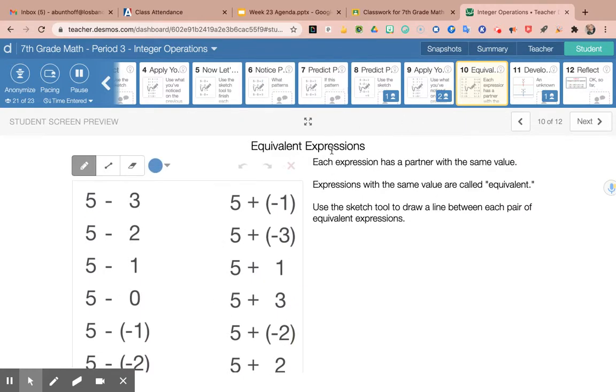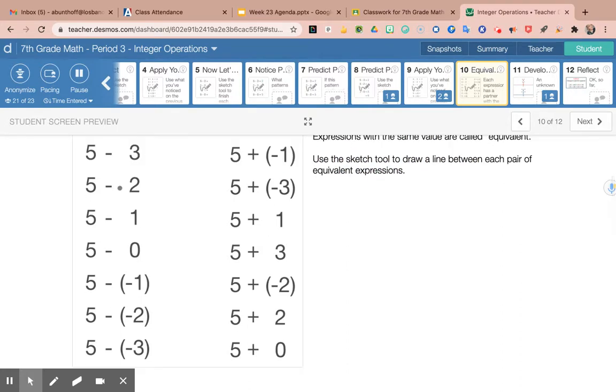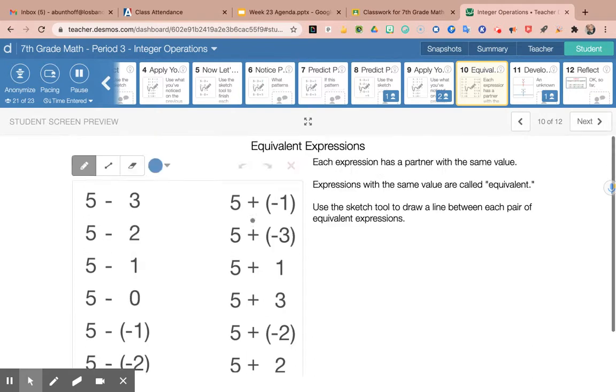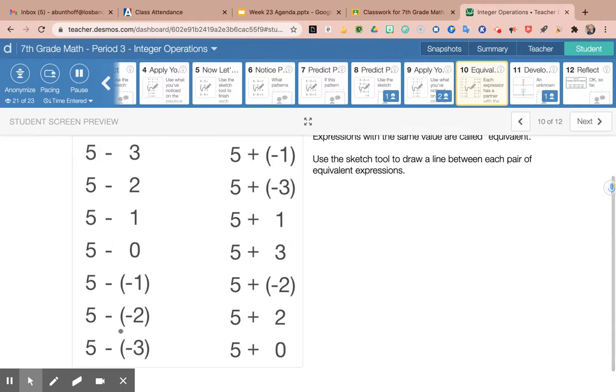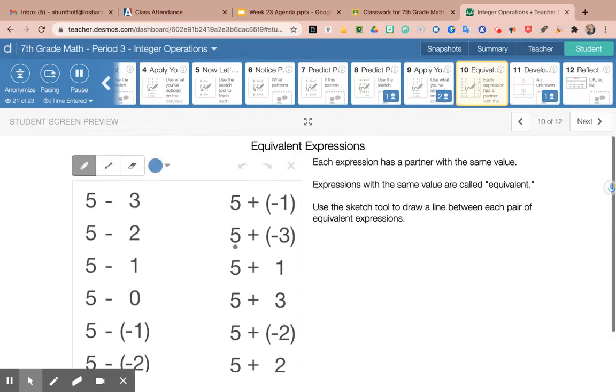Number 10, it says equivalent expressions. Each expression has a partner with the same value. So somebody on the left side matches somebody on the right. They have the same answer. Expressions with the same value are called equivalent, meaning the same. Use the sketch tool to draw a line between each pair of equivalent expressions.